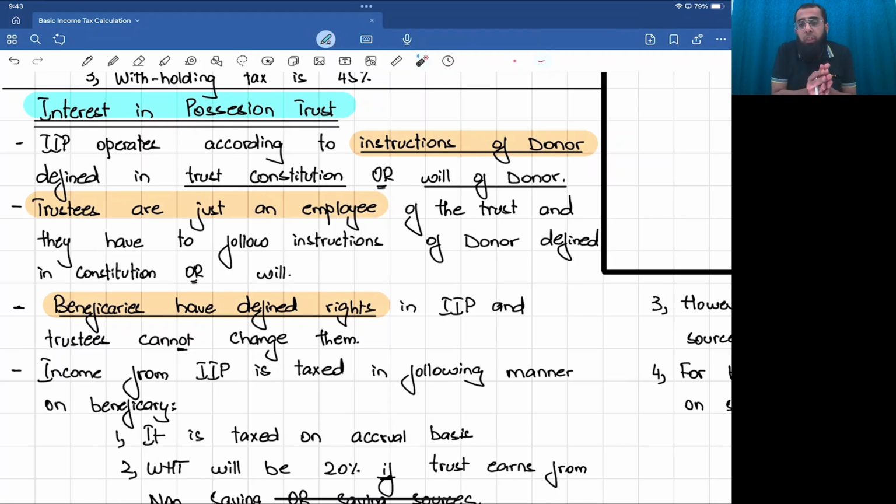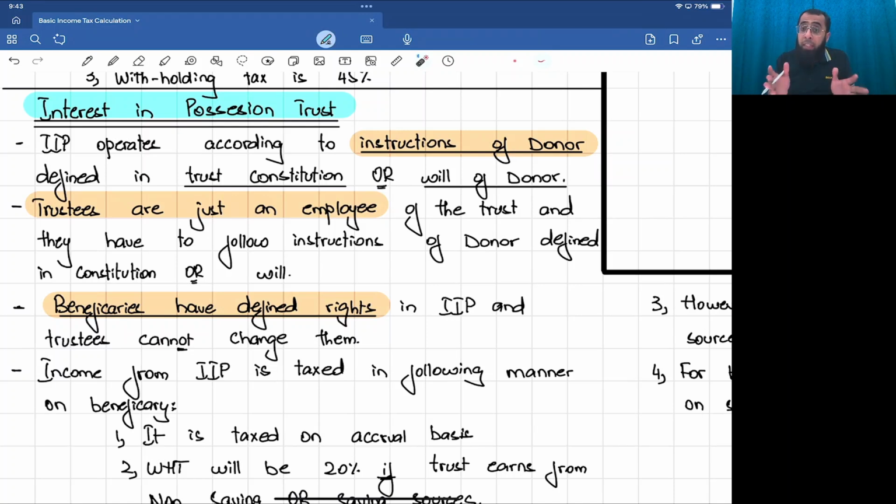In an interest in possession trust, the donor gives well-defined instructions in the trust constitution, the rule book, or in his will. For example, the donor is old aged, he's about to die. He makes a trust and gives proper instructions that the trustees are an employee with limited powers. They have to follow the instructions given by the donor in the constitution or in the will.